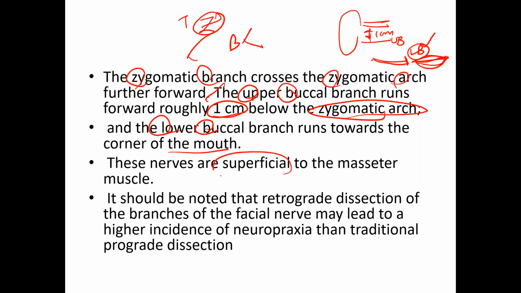These are all superficial to the masseter muscle. If you take the masseter muscle, where is it? The masseter muscle is attached to the angle of the mandible. This is the angle of the mandible. The masseter muscle is attached here. These are all superficial to it.